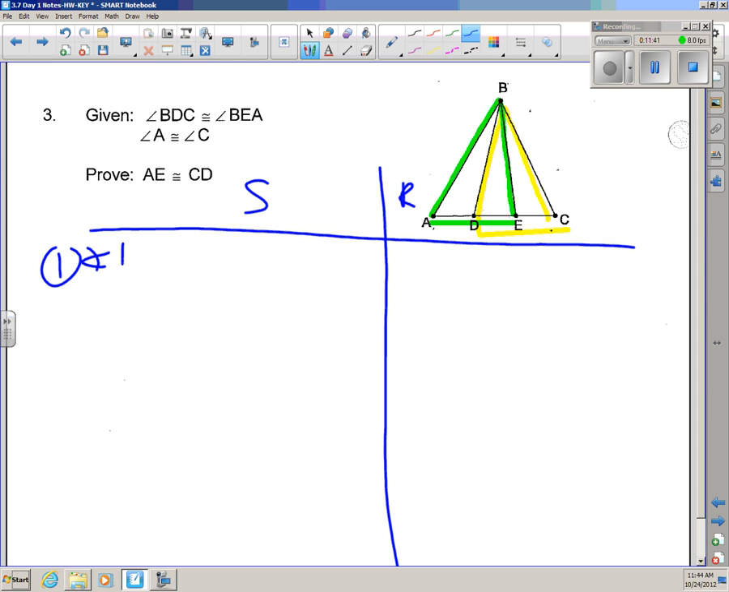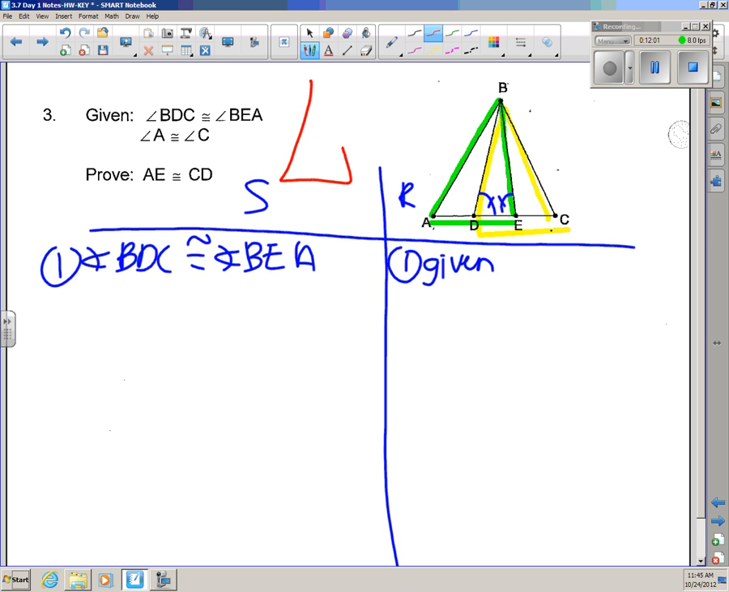Okay, angle BDC and angle BEA are given. So BDC happens to be this angle in yellow. BEA happens to be this angle in green. Let's separate these two. This triangle right here is BEA. This triangle right here is BDC. And they told you that BDC, this guy right here, is in the yellow triangle. This guy right here is in your right triangle. All right, so that works.